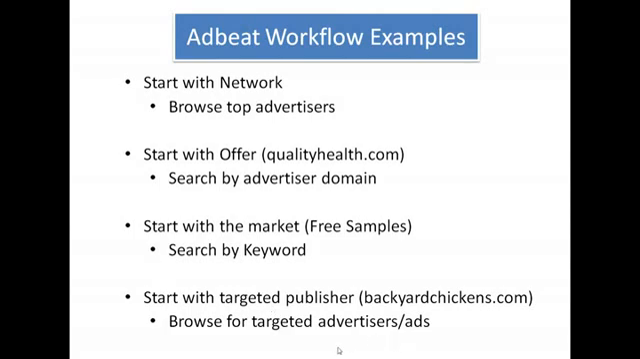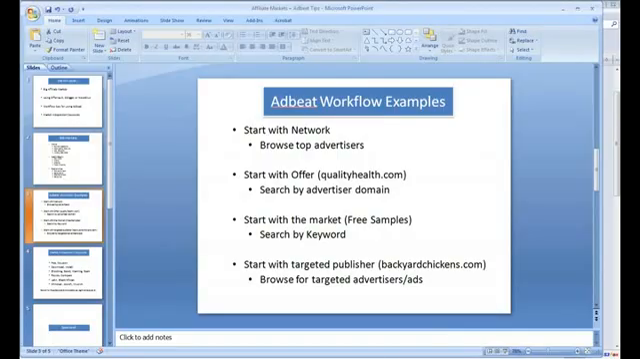Some of you may have learned about AdBeat through John, and you may have seen his chicken coop case study that he did a while ago around a product in the ClickBank market that is an info product about building a chicken coop. I'm going to show you how you would use the targeted publisher approach to find new affiliate offers, new advertisers that you weren't aware of, using this as an example. Let's see how we would do that.